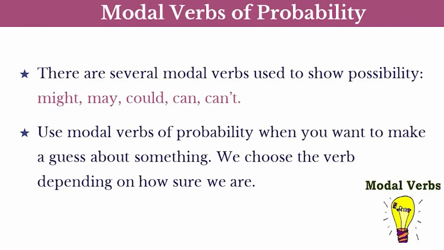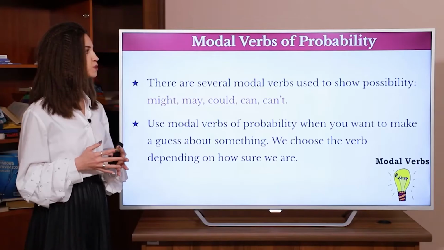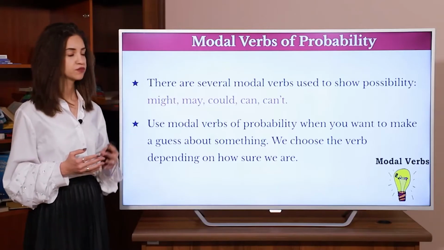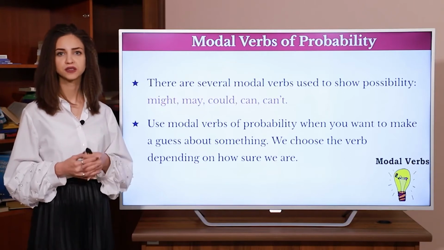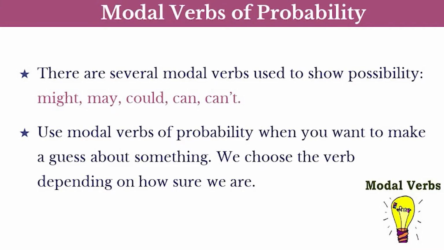Now let's talk about modal verbs of probability in depth. There are several modal verbs used to show possibility. They are might, may, could, can, can't. And we use modal verbs of probability when we want to make a guess about something. We choose the verb depending on how sure we are.